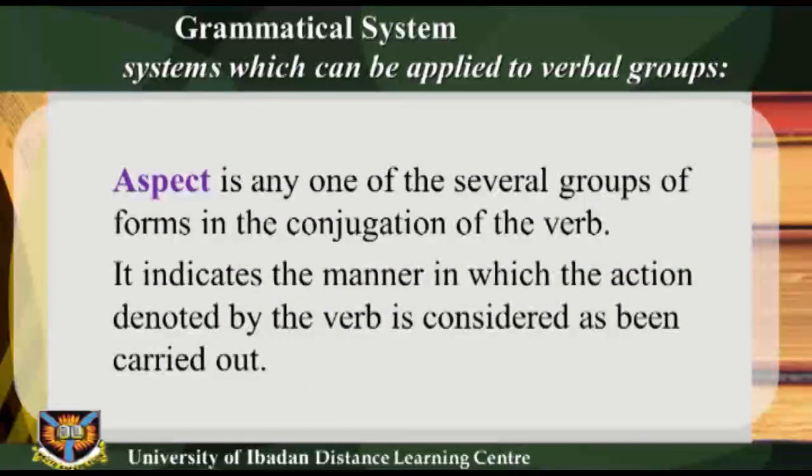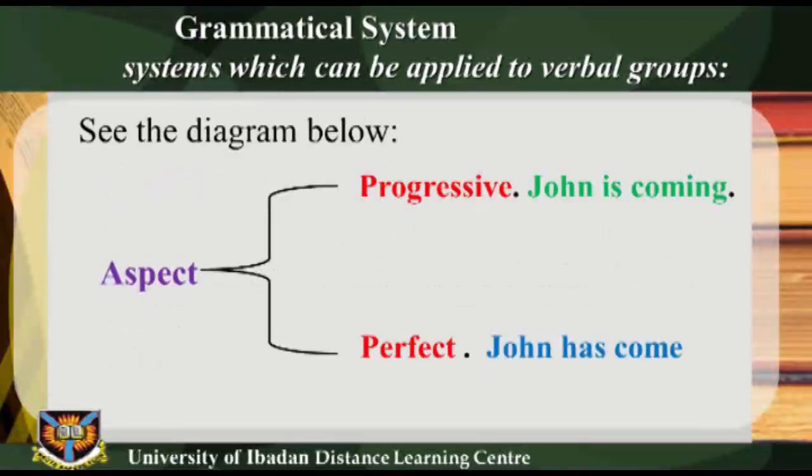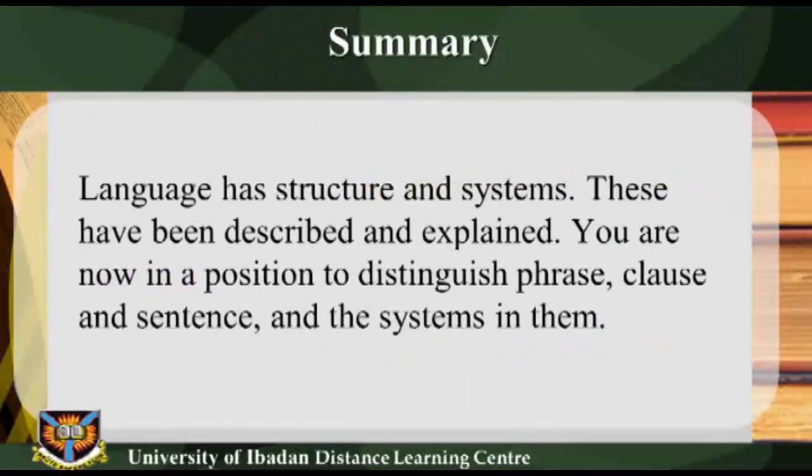Aspect is any one of the several groups of forms in the conjugation of the verb, which serve to indicate the manner in which the action denoted by the verb is considered as being carried out. See the diagram below. Aspect. Progressive. John is coming. Perfect. John has come.